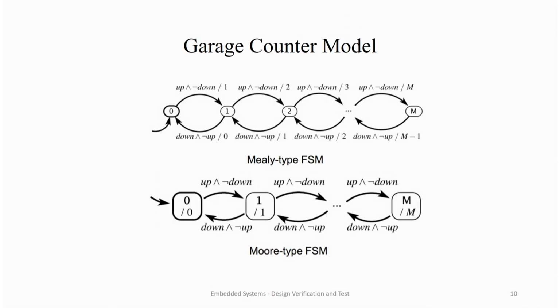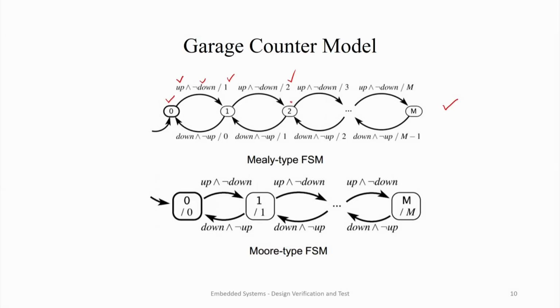Now, the first one here is a Mealy FSM. At any time the job of the embedded controller is to produce as output the number of cars. So, if you are at state 0 and your up is 1, that means a new car has entered and down is not 0, then you output a 1, because you have 1 car in the garage. At state 1 again you have an up 1 and a down 0, then you produce an output 2, that means you have 2 cars in the garage.